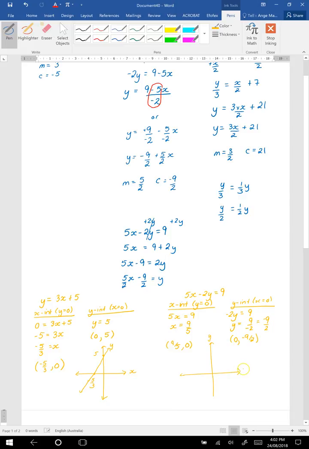And now we do a little bit of a sketch. We've got y, we've got x. So we've got 0, minus 9 on 2 here, and 9/5 positive, it's up there. Again, you're just doing a sketch, so it doesn't have to be to scale. Connect the dots, and there we have it.